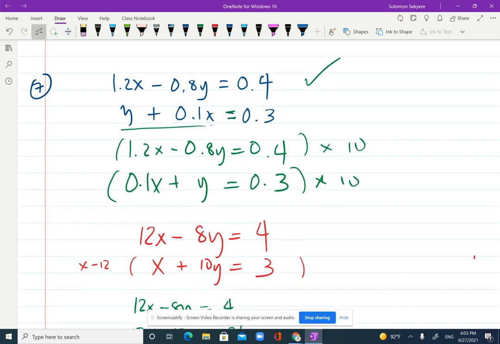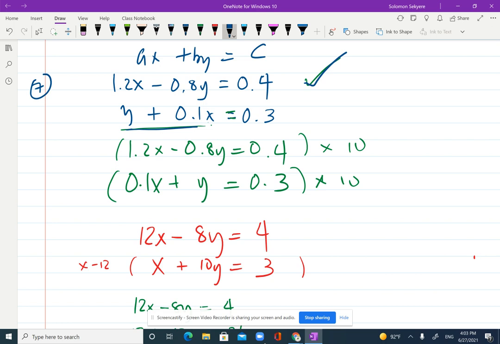What about this one here? I have decimals. Okay, if you're comfortable with decimals, fine. If you're not, okay, so here, the first thing, this is in the standard form, 1.2x minus 0.8y equals 0.4. This is in the standard form, ax plus by equals c. This one is not. They've written the y first and the x second.